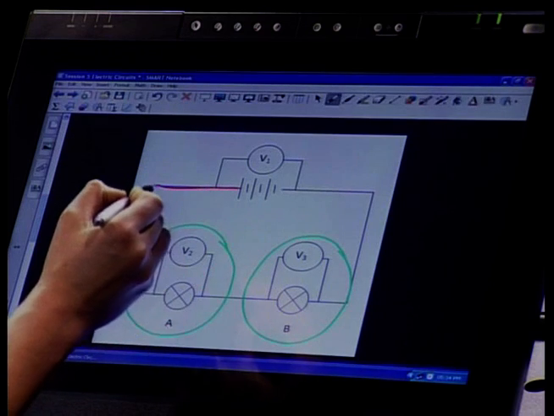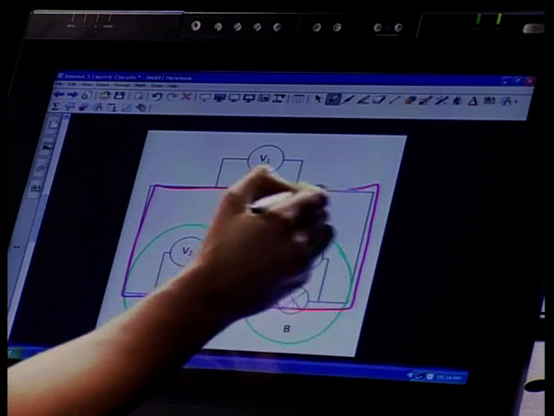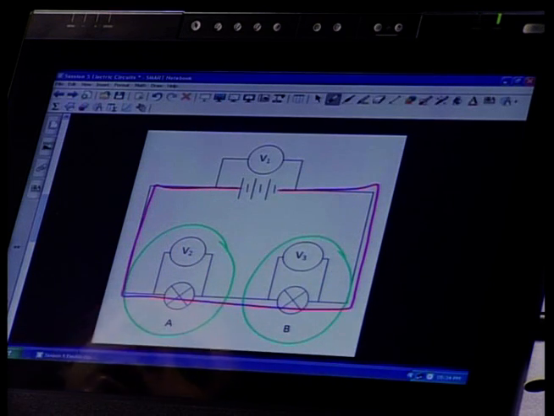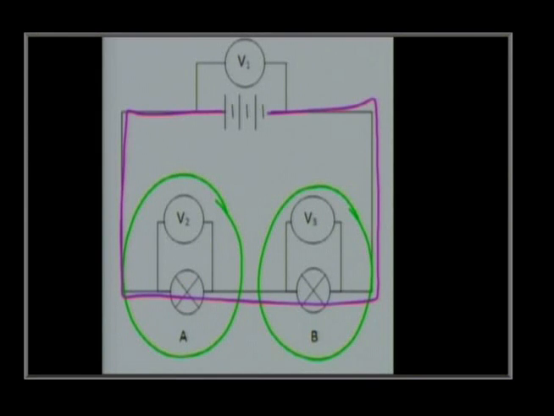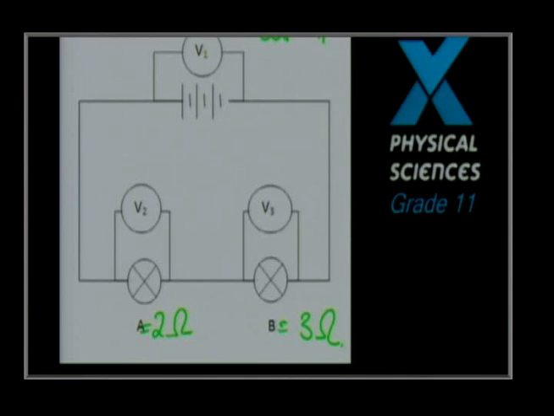This is a very nice circuit. If you go and you look at it, we've got a series circuit, so no current splits up. That tells us that the current that we have in light bulb A is going to be the same as the current that we have in light bulb B. Let's go to our calculation sheet.